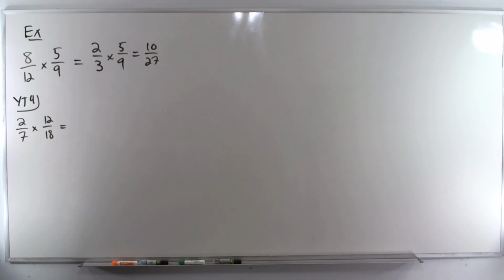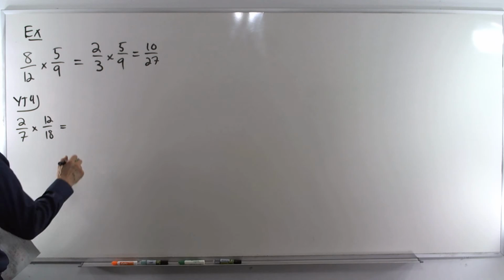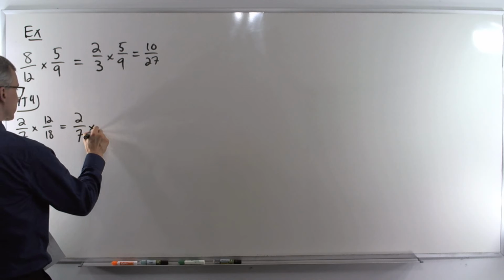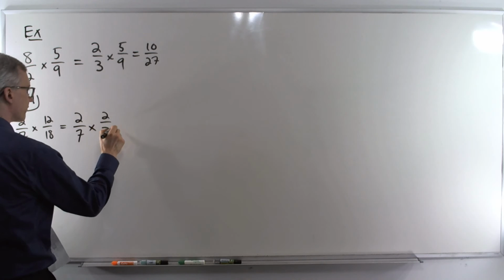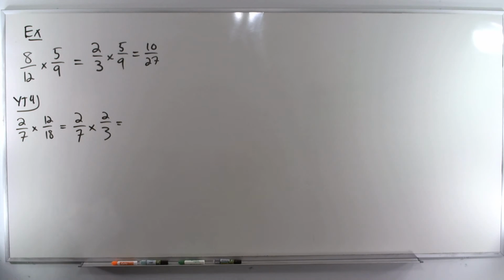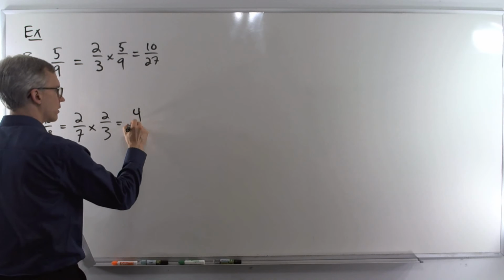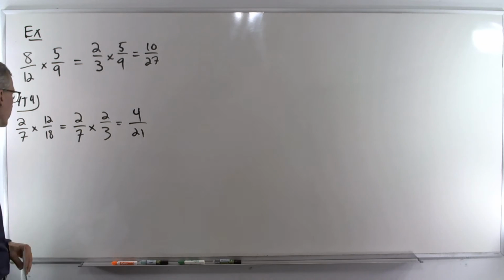Here the second fraction can be reduced. Divide the top and bottom by 6. That's going to give us 2/3. So this reduces to 2/7 times 2/3. Multiplying straight across now, we've got 4 on top and 21 on the bottom. 4/21.